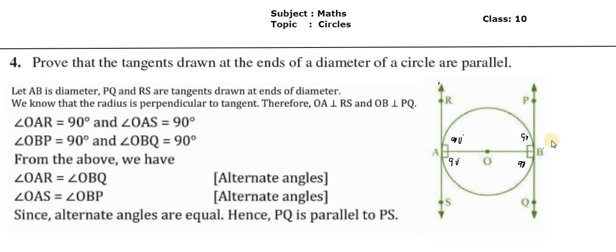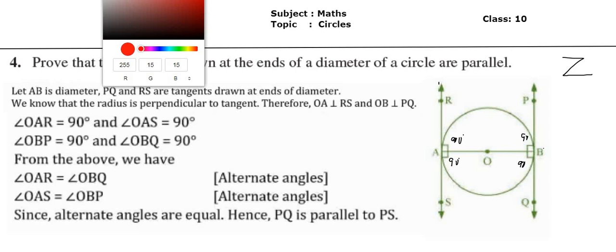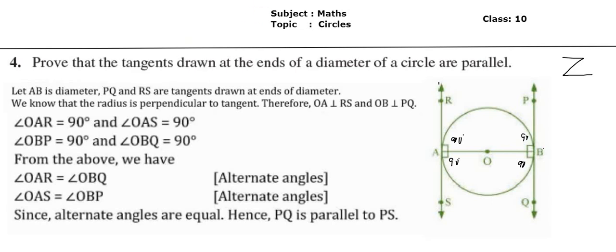Angle OAR is equal to angle OBQ. Here these are alternate angles. Do you know what alternate angles are? Alternate angles are those in a Z shape. Do you remember that? We discussed it in the previous year's class. So here this is also Z-shaped. I'll highlight this. You may see this: alternate angles are Z-shaped.